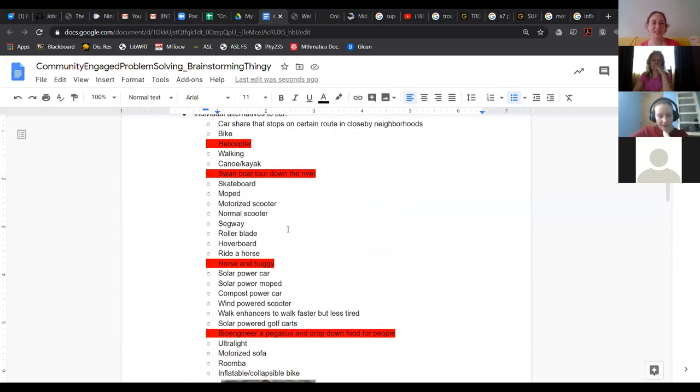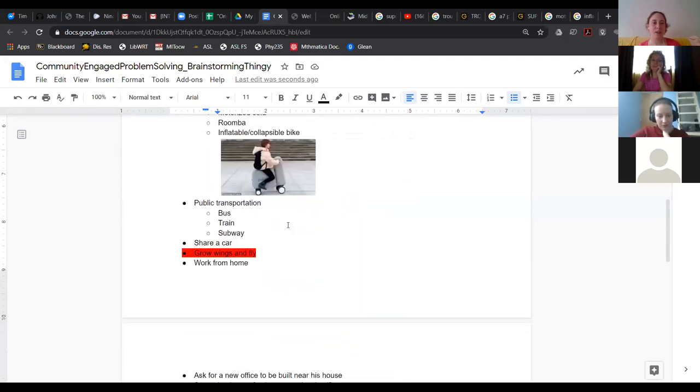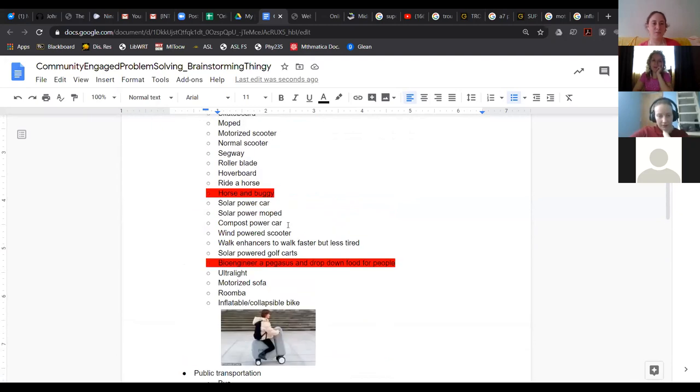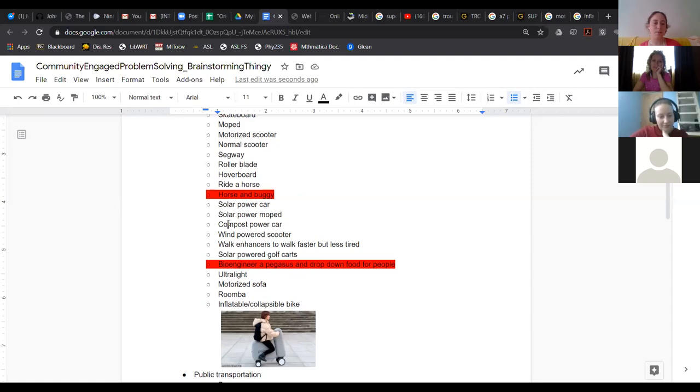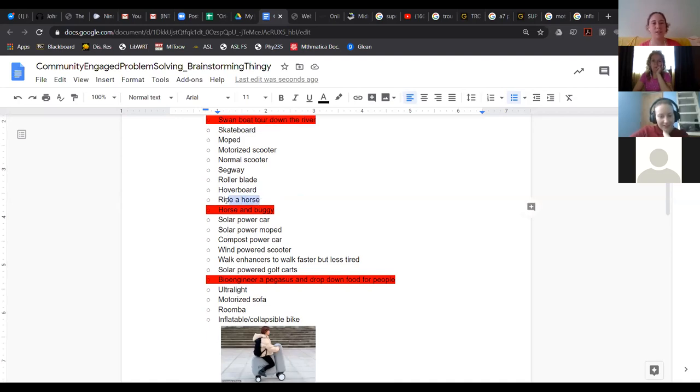Okay, let's see. A composed car, I don't know if it is also a... That's real. Is it? Yeah. I would say like vegetable oil. I would say you might want to take out ride a horse, just because it might not be as animal friendly to use horses.